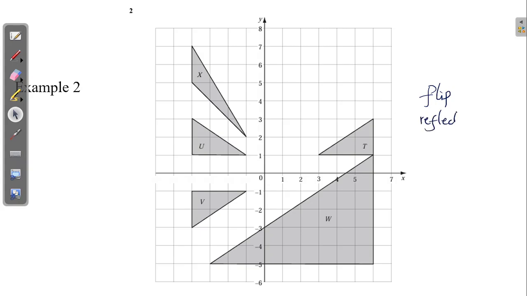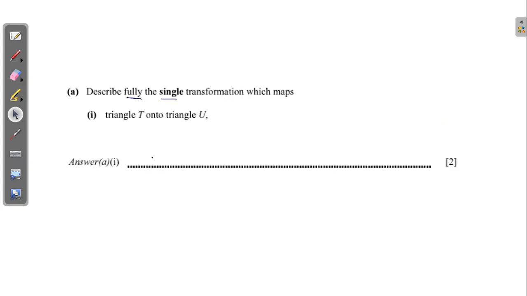That's a reflection. So now don't forget, I said that for us to fully describe a reflection, you must write reflection for 1 mark. So I'm going to write reflection. So this is 1 mark in the IGCSE exam, reflection. Then you must write the what?